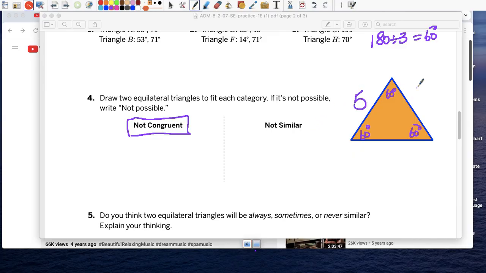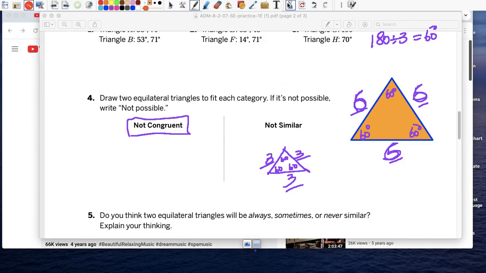Meaning, if this is, I'm making this up, 5, 5, 5. Draw another one where it's 60, 60, 60, and then let's make this 6 just for the heck of it. This is 6, this is 6, and then this one is 3, 3, 3. Are they similar? Yes, they are. Are they congruent to each other? They're not. We use a scale factor of 2 or a half, depending on which way you're going.